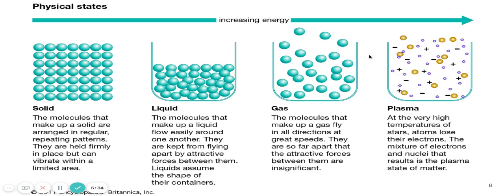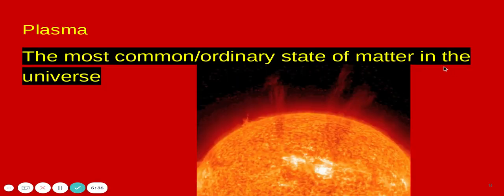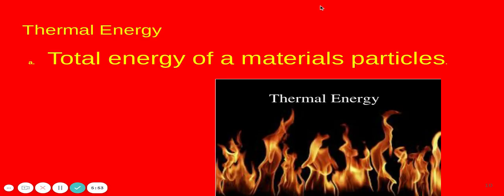If you said plasma, you are correct. So the most common state of matter in the universe is plasma. Plasma is the stuff that makes up the stars. And stars are pretty big, and there are a lot of them. So plasma is the most common form out there.